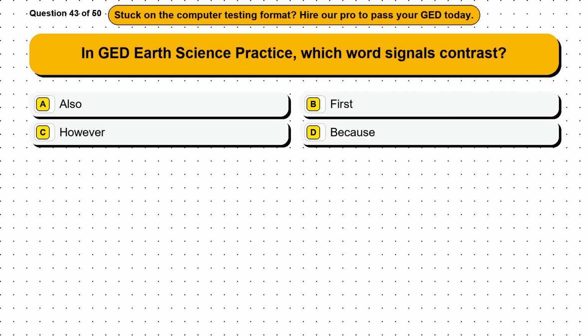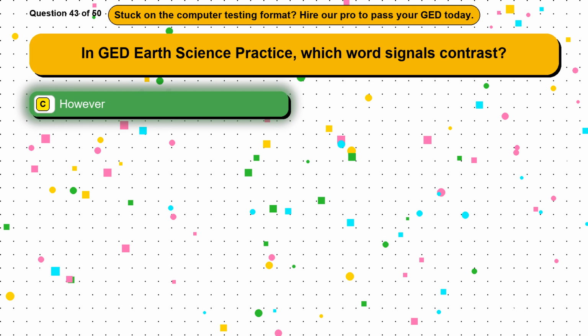Question 43. In GED Earth Science Practice, which word signals contrast? Option A. Also. Option B. First. Option C. However. Option D. Because. The correct answer is option C.